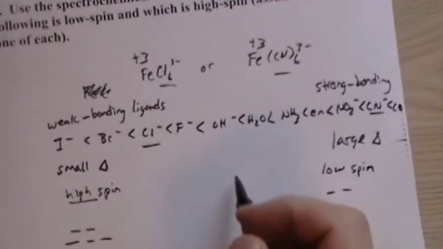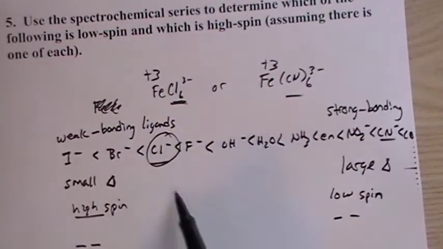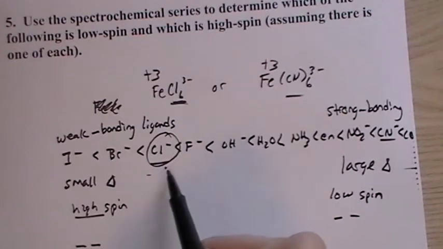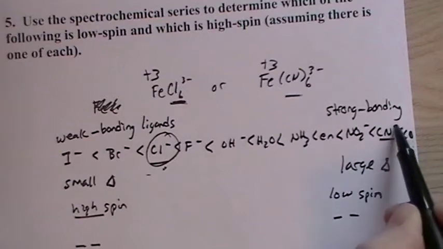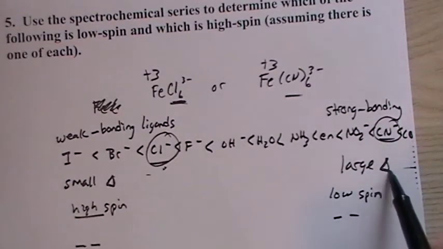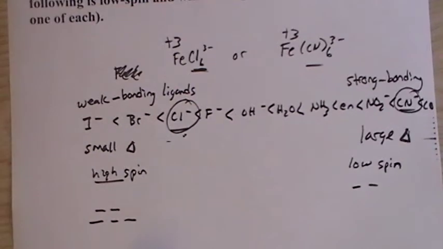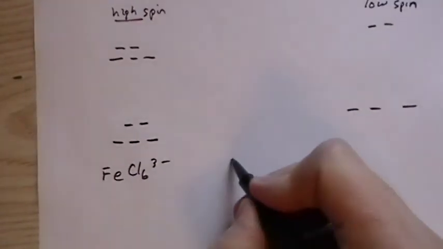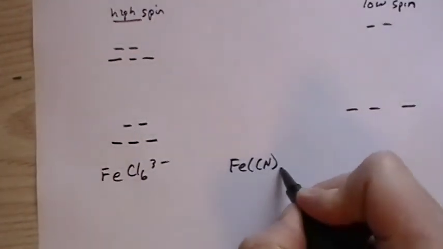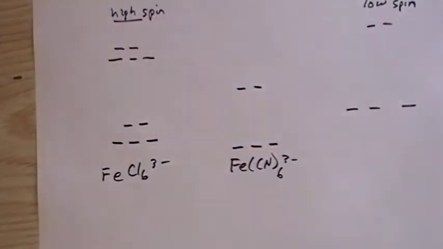So if we look here, we see that the chloride for this one is down the line. It's going to have a smaller delta than if you have the cyanide. Cyanide bonds very, very strongly. So we'd expect this one to have a relatively small splitting compared to this one. And you don't have to write these out. I think that's what I'm asking, in this way.